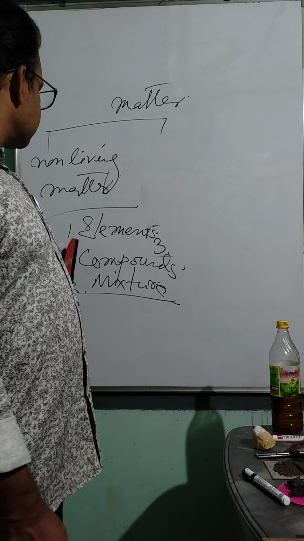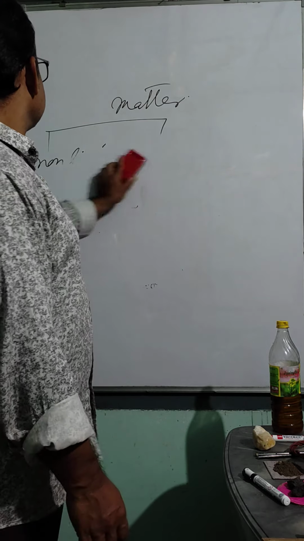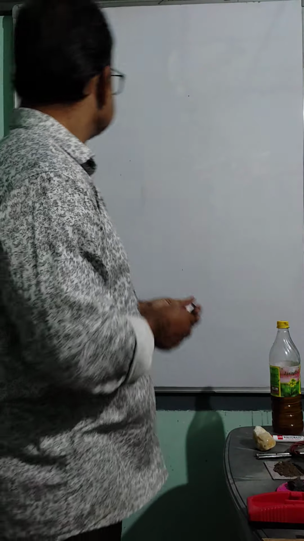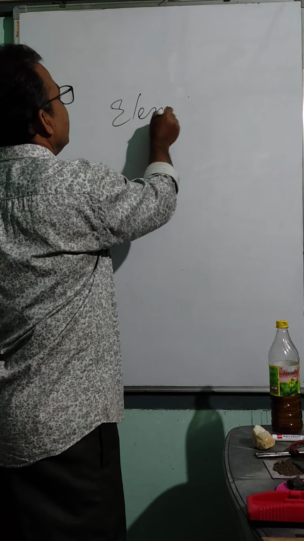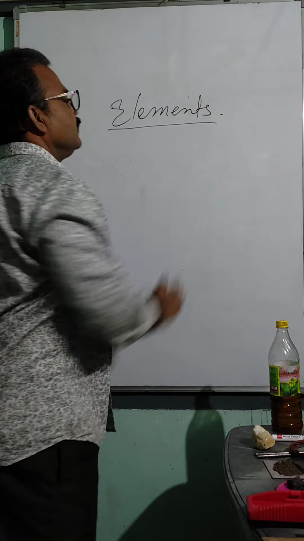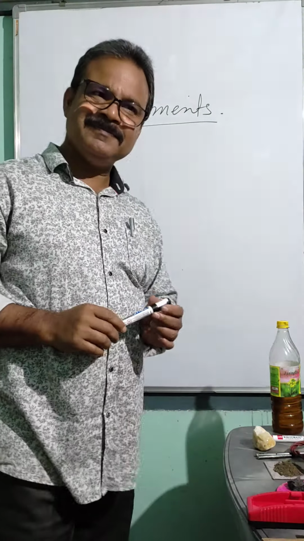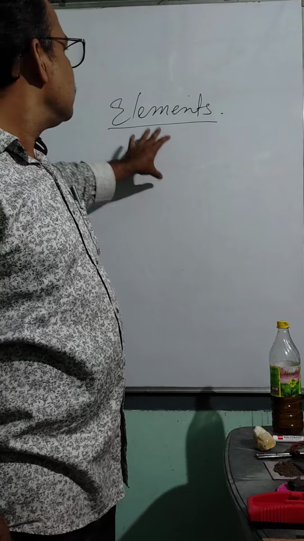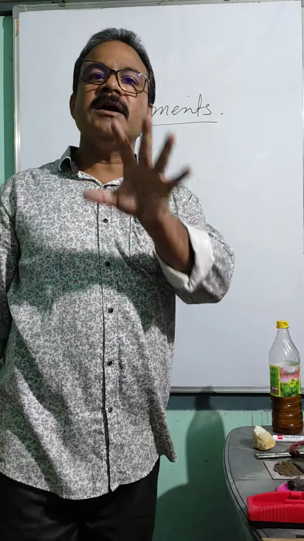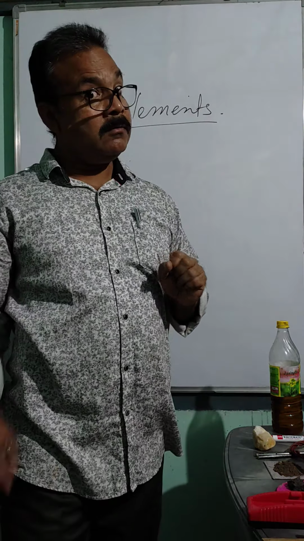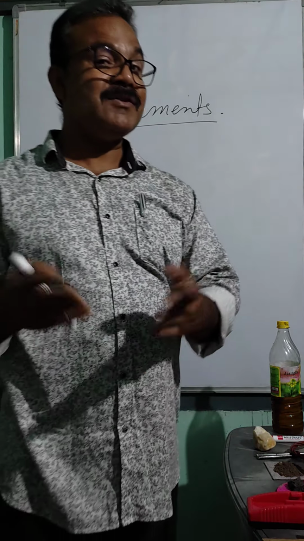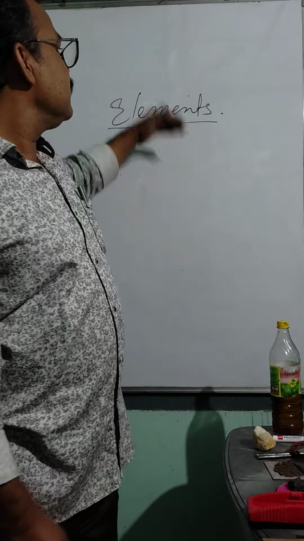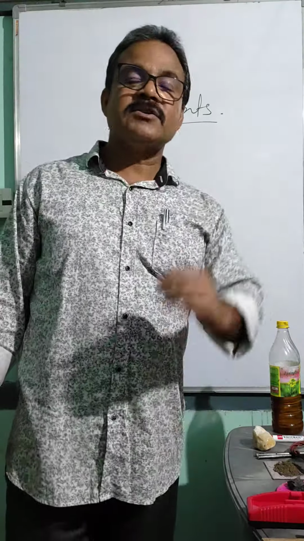So first of all you come to the element. What are elements? Elements are the substances which contain the same kind of atoms. Now there is again one problem. First of all you should know what is an atom, then what is a molecule. Then only you will get a clear conception regarding elements, compounds, etc.